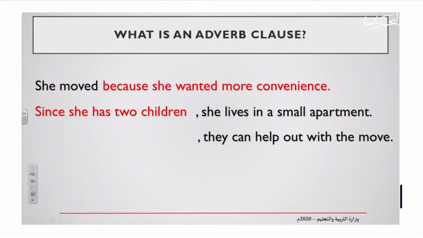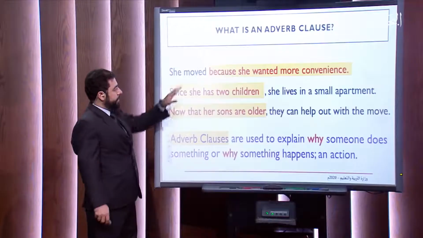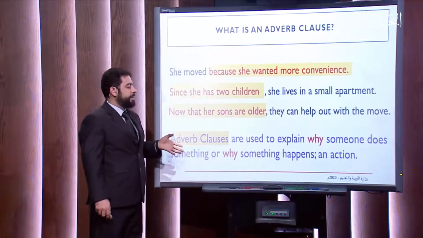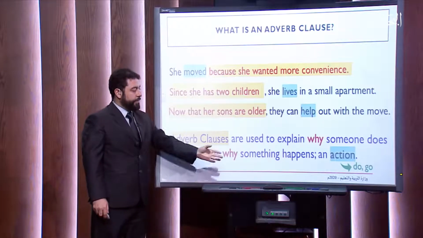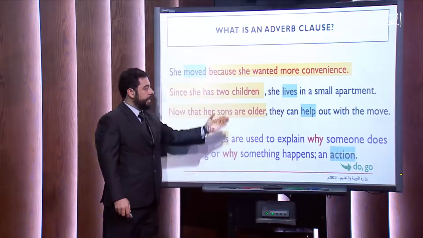Another example, comma, they can help out with the move. Now, I need to use the adverb clause of reason. Now that her sons are older. So, adverb clauses are used to explain why someone does something or why something happens, an action. So, adverb clauses are these: because she wanted more convenience, since she has 2 children, now that her sons are older. Okay? And we use actions, for example, do or go, so we separate the main clause from the adverb clause.